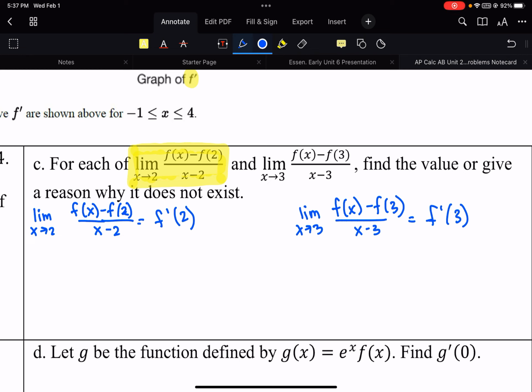So I would recommend starting this problem by writing out that you recognize and understand that that limit is really a derivative that they're asking you for. And then we can just go ahead and look back at our graphs and we can see, okay, does f primed of 2 exist? Does f primed of 3 exist? Okay, so let's go ahead and erase those. We don't need the fractions.